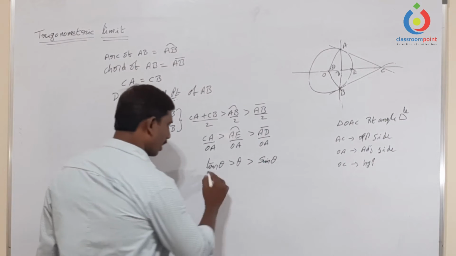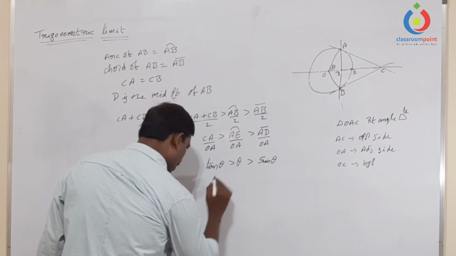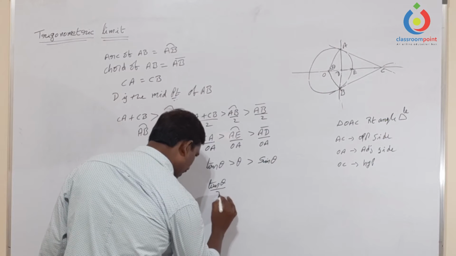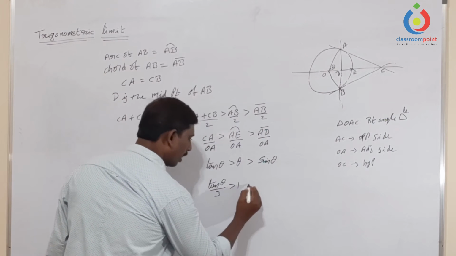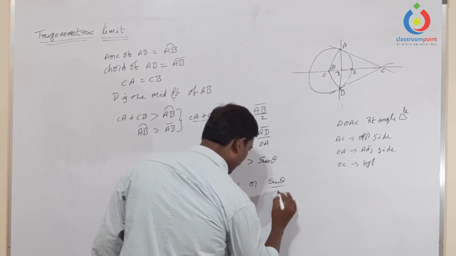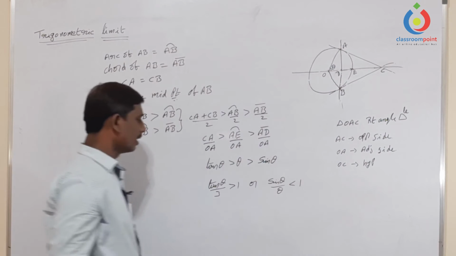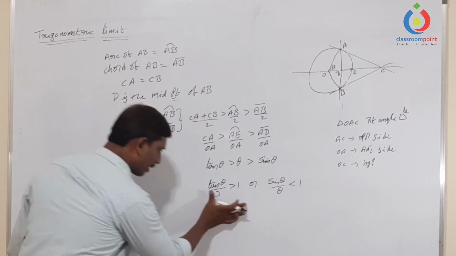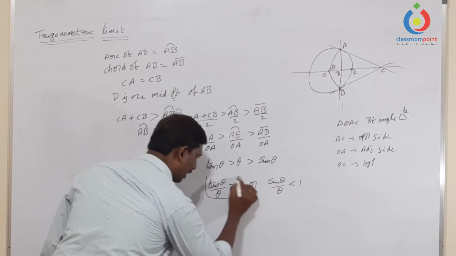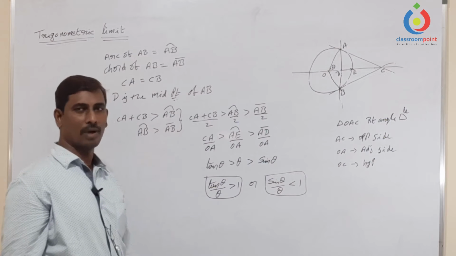I'll do one thing: dividing by theta throughout, tan theta by theta is greater than 1, or sin theta by theta is less than 1. This is the exactly correct value. Tan theta by theta is greater than 1. Sin theta by theta is less than 1.